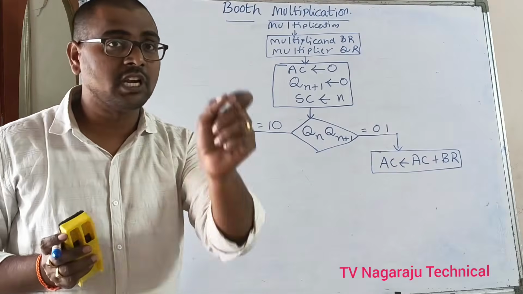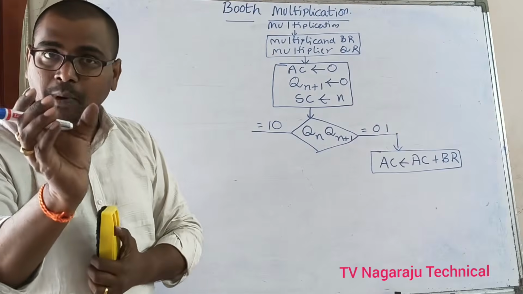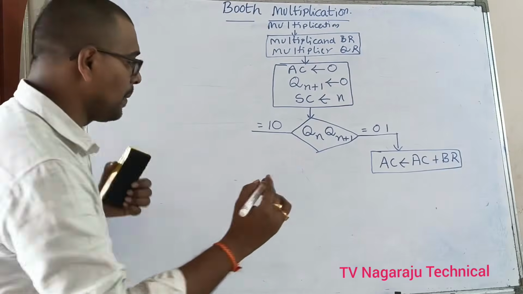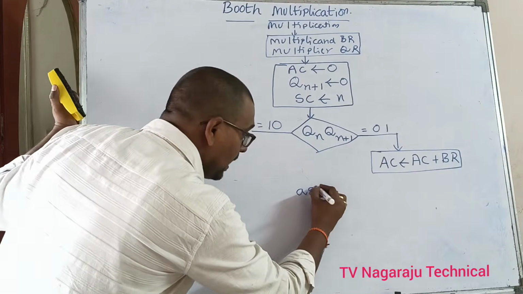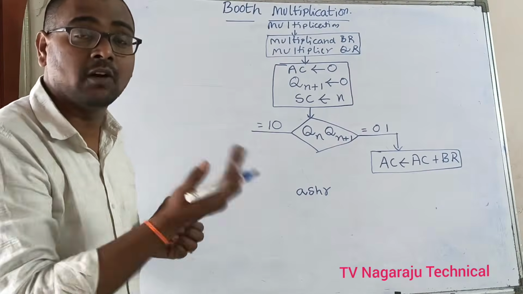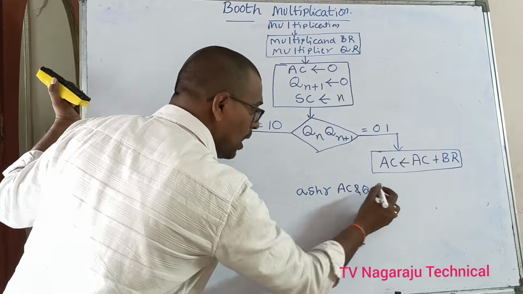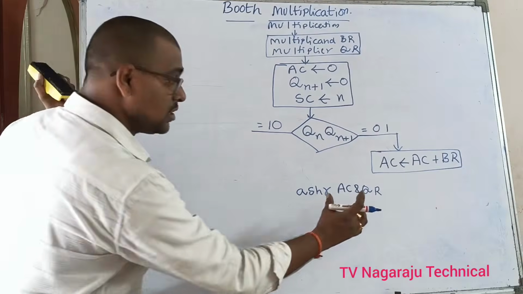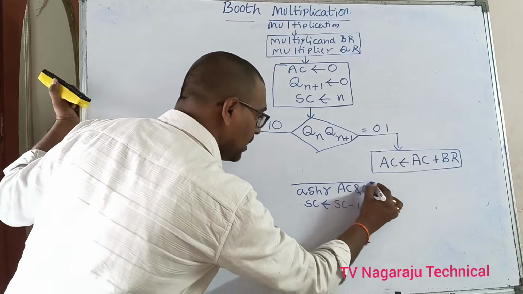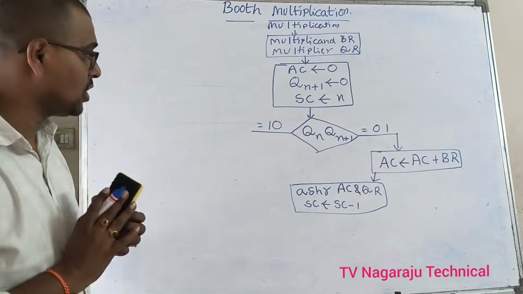Addition alone is not sufficient, whether it is signed magnitude or Booth, which uses 2's complement. After generating one partial product, you compulsorily need to do a shift operation. Here we do ASHR, arithmetic shift right, which preserves the sign of the number, on AC and QR. Why? My entire result is stored in AC and QR, and the sequence counter value is decremented by 1. This is what we do after performing the addition.